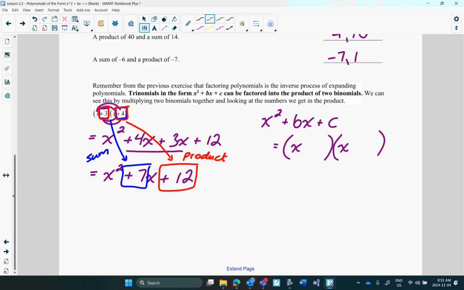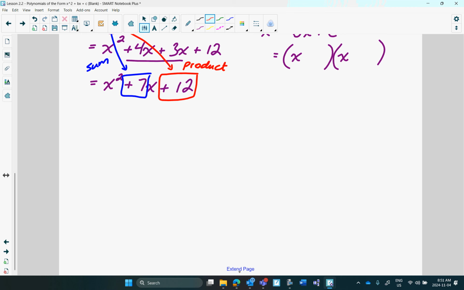So before we go on to the next page, let me give you another one. Now I'm going to ask you to factor this, break it up into two binomials. It's always going to look like that. It's just the numbers in the binomials we have to figure out. And what are those two numbers?